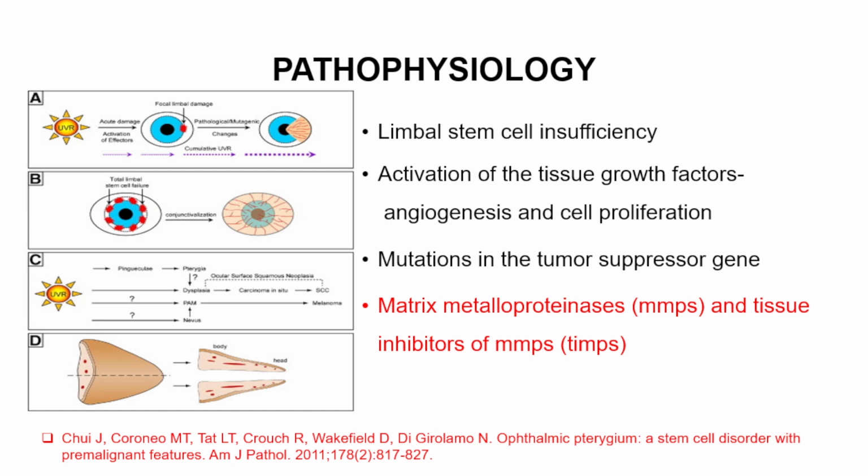So remember these three hypotheses. One is there's a possibility of limbal stem cell insufficiency in that area. There is activation of tissue growth factors because of some injury, and there is a tumor suppressor gene which is getting mutated, and matrix metalloproteinase inhibitors are there in these patients. What is a precursor to pterygium? Pinguecula.